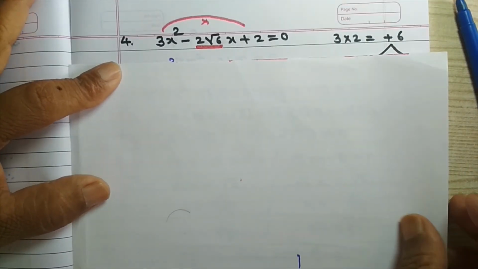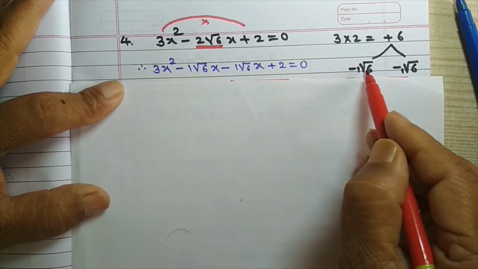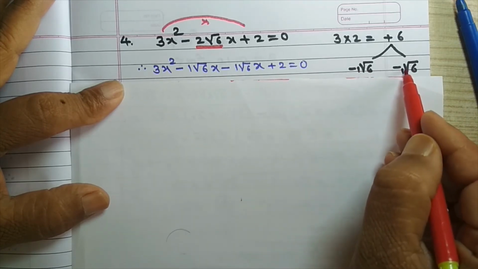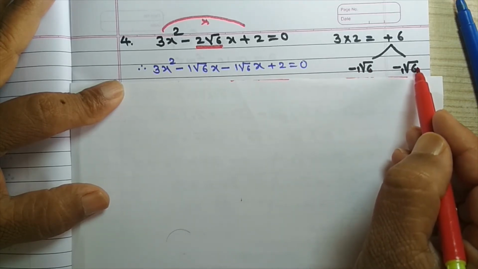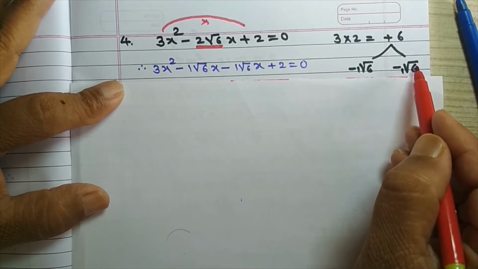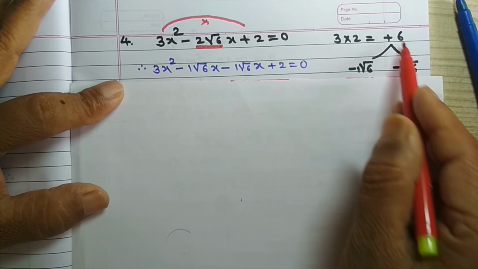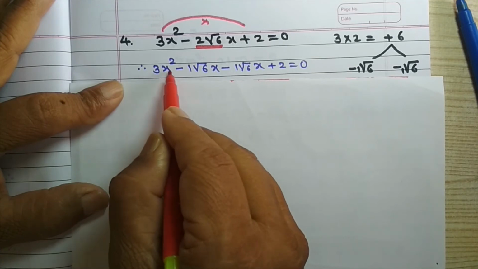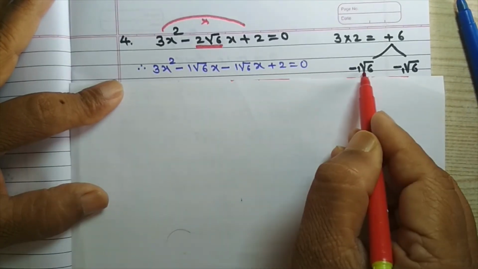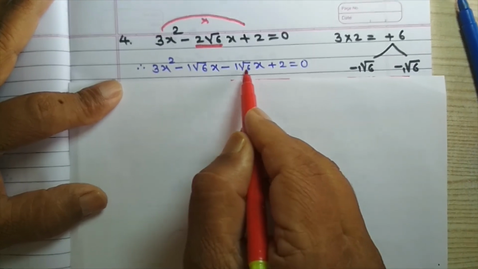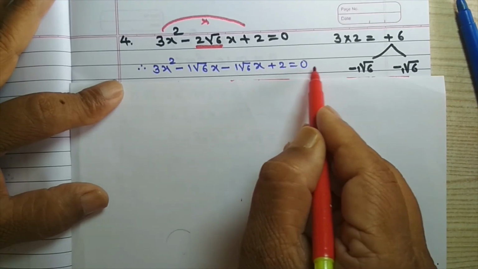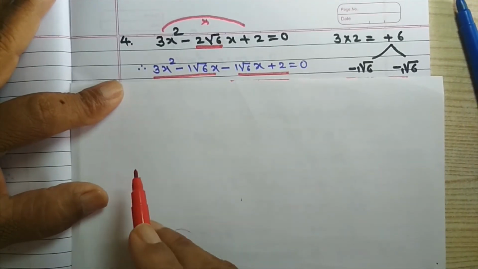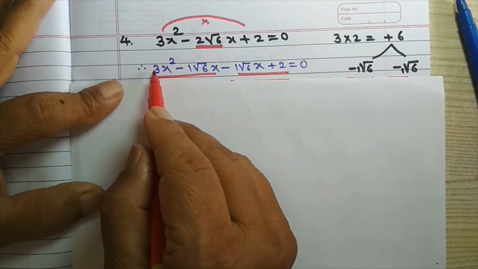Then see here, the factors will be root 6 into root 6, 1 root 6 into 1 root 6. 1 into 1 gives 1, root 6 into root 6 gives root 36, and root 36 means 6. Okay, therefore we find the factors like this. 3x square minus 1 root 6x is the first factor. The second factor is also the same, minus 1 root 6x plus 2 is equal to 0. We can't find a common factor. Therefore, we have to split this one.